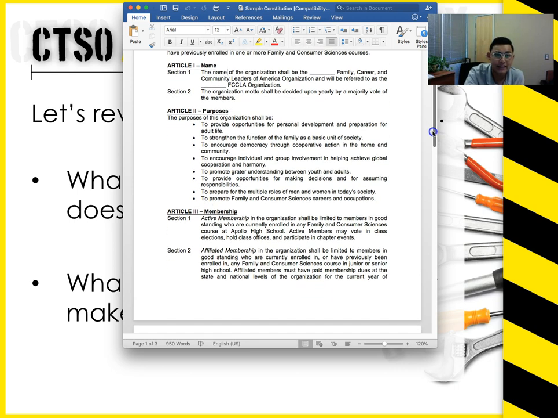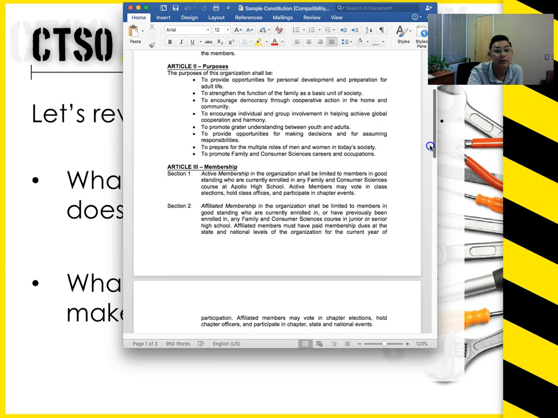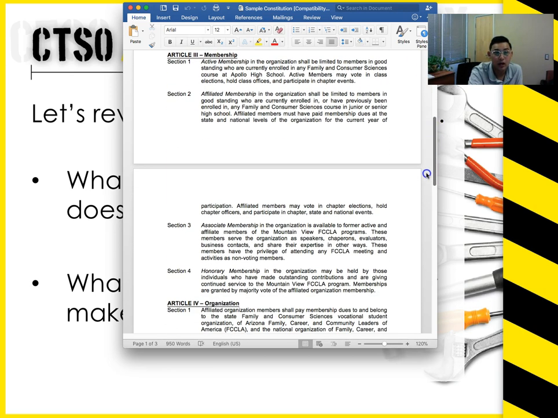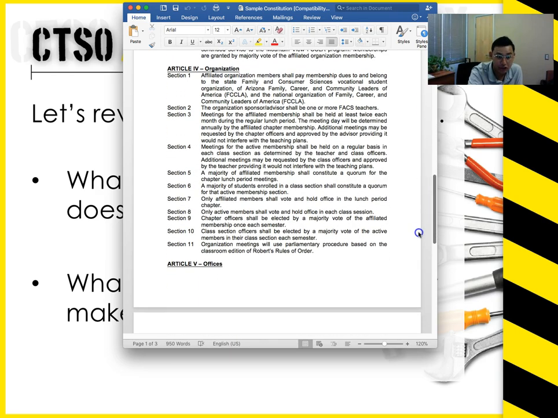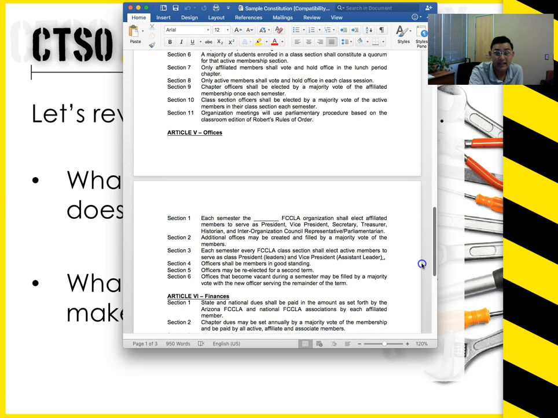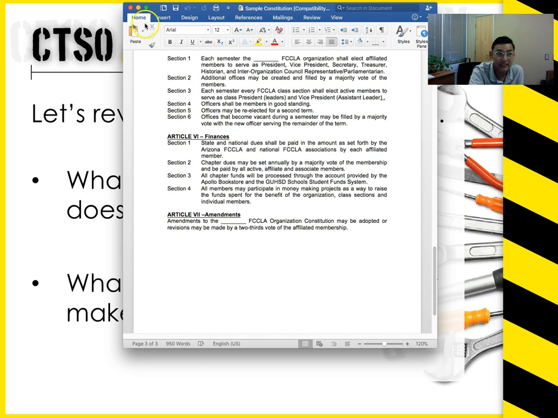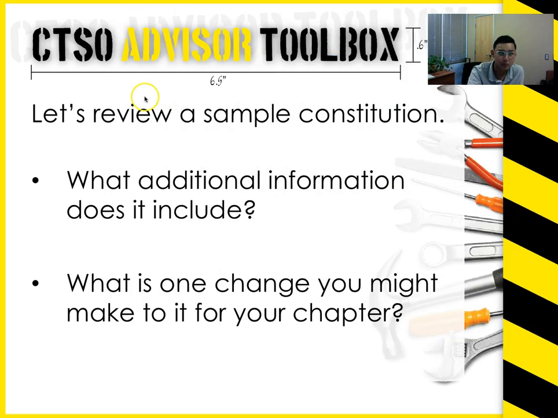Article 2, purposes. So this defines the purpose of your organization and how it should function within your school. It promotes greater understanding between youth and adults, and promotes family and consumer sciences, FCS. It discusses membership within your organization. It also discusses the organization itself. Offices, establishing offices within your school, finances, and of course amendments for anything specific to your school.